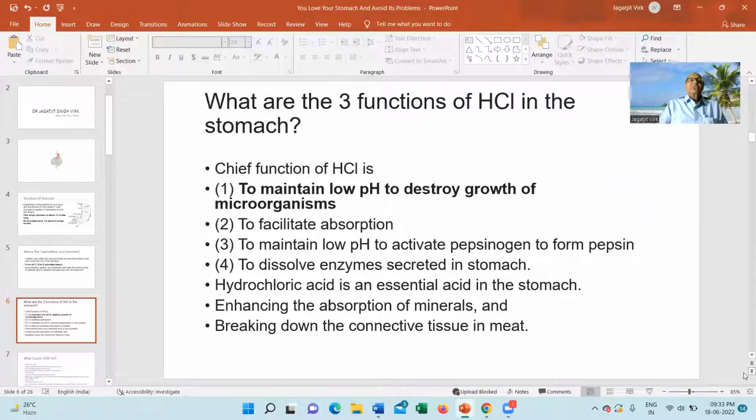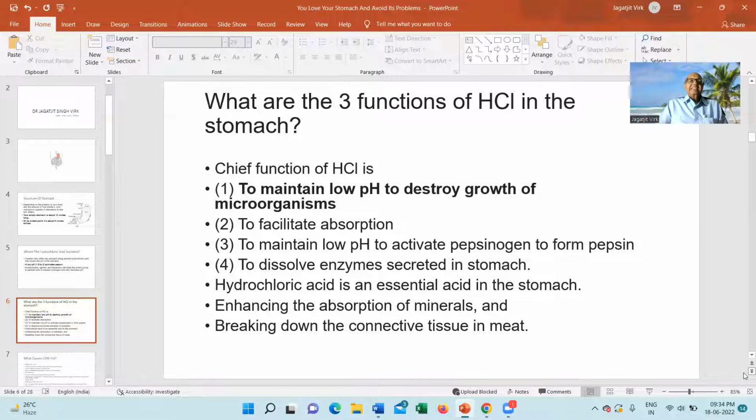What are the three functions of hydrochloric acid in the stomach? The chief function of hydrochloric acid is to maintain low pH to destroy growth of microorganisms, to facilitate absorption of proteins and minerals, to activate pepsinogen to form pepsin, which digests proteins, and to dissolve enzymes secreted in the stomach.